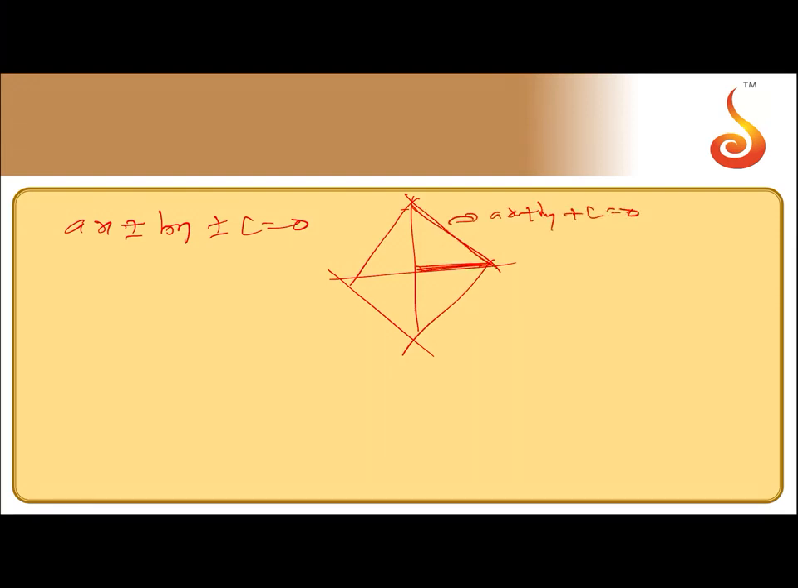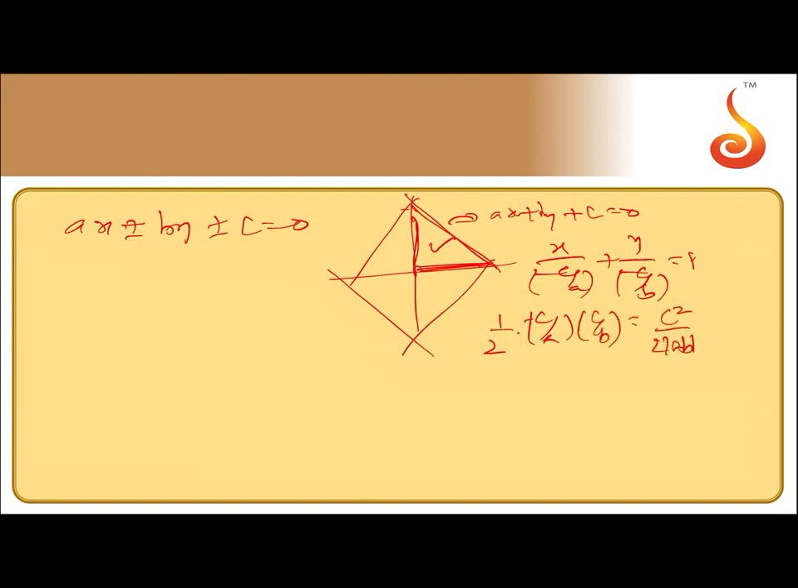Putting it in the intercept form, x divided by minus c by a, plus y divided by minus c by b, is equal to 1. You get the x-intercept and y-intercept, and the area is nothing but half into base into height. Area of this particular part is nothing but half into c by a multiplied by c by b, and that is equal to c square by 2 modulus ab.